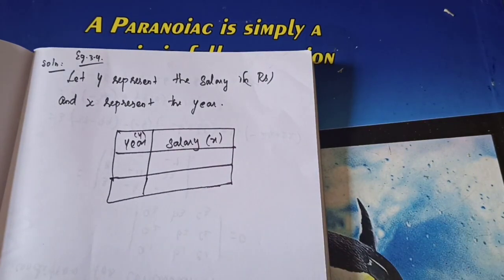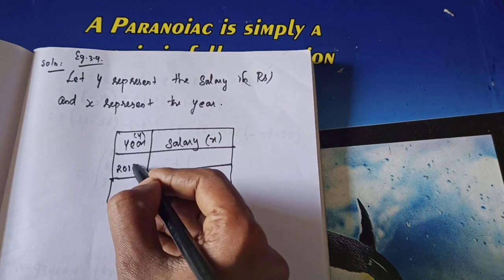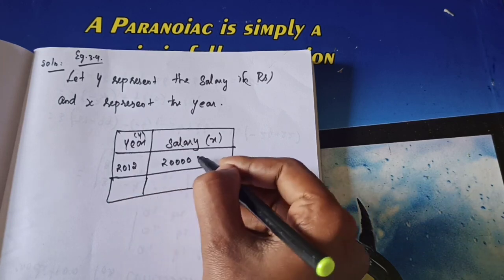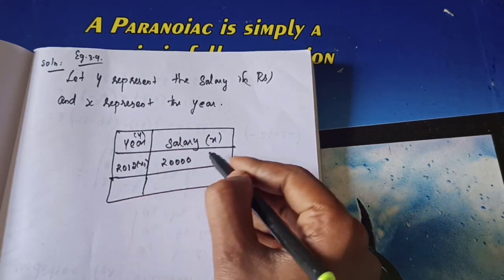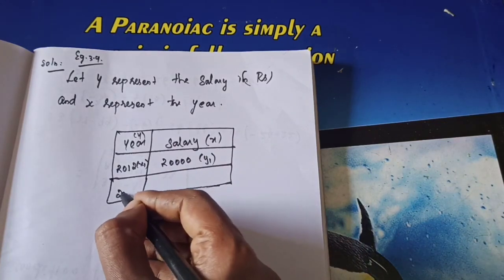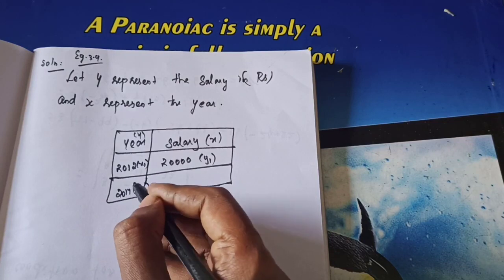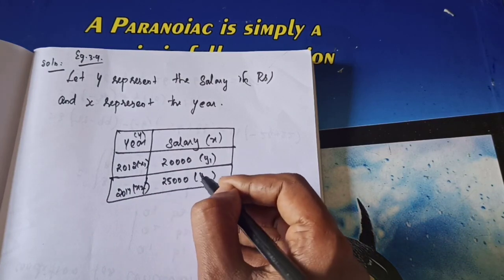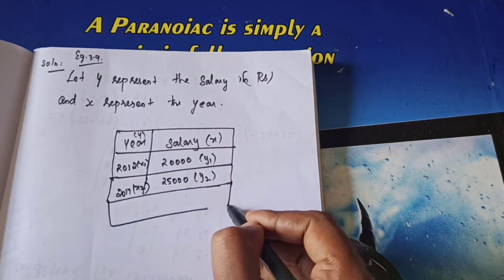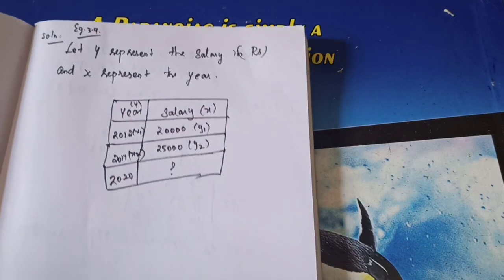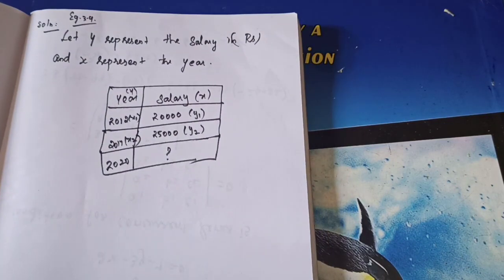I am reading the question. A private company appointed a clerk in the year 2012. His salary was fixed as 20,000. So this one is x1, this one is y1. Then in 2017, this is x2, and the salary rose to 25,000, this is y2. The question is: what is the salary for 2020? This one you need to find.